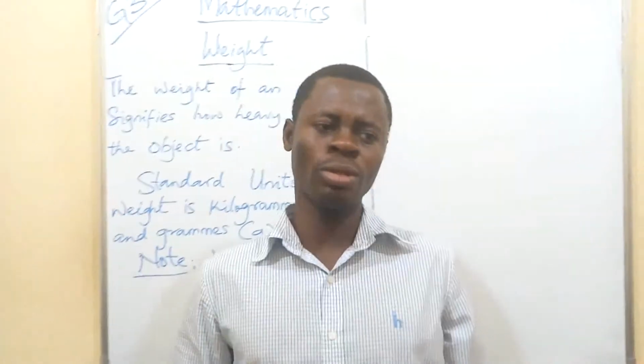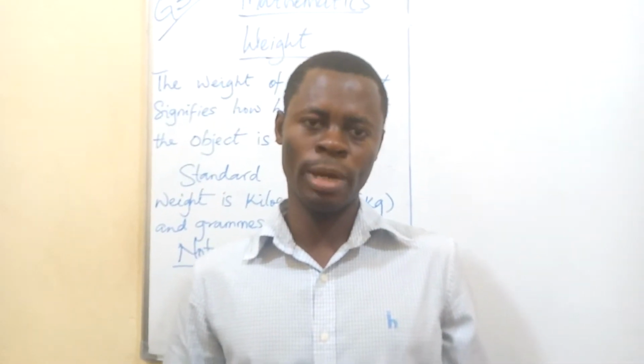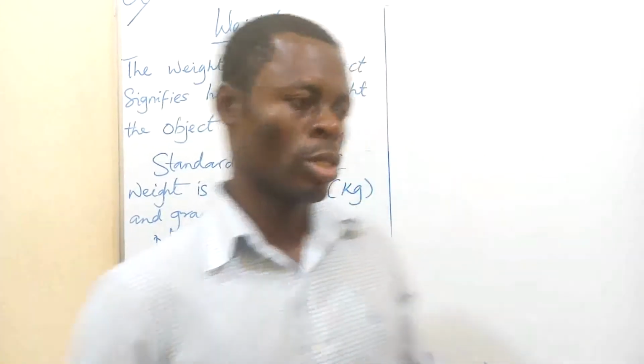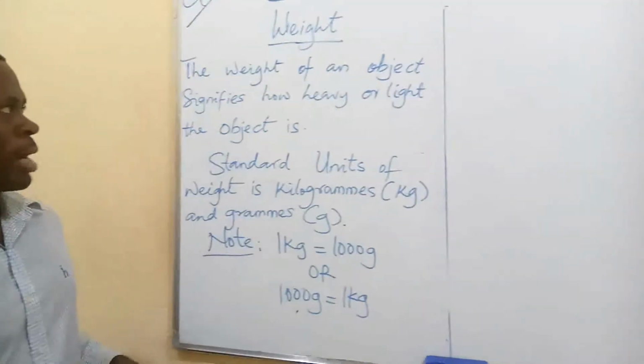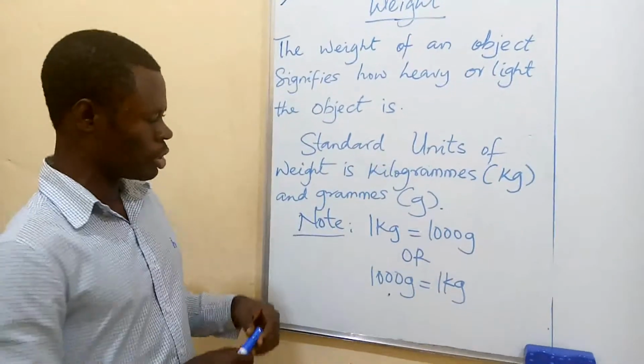Also, I want to let you know that there are instruments we can use for measuring the weight of objects, which include a weighing scale and a simple balance. But we are not going deep into that because we are looking at mathematics and not basic science. Next, we are going to look at the standard units of weight.